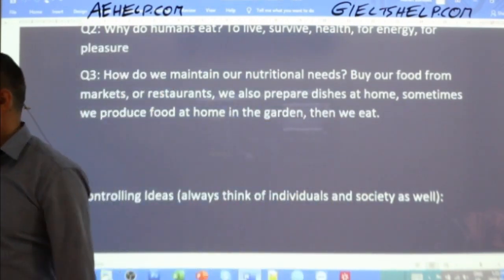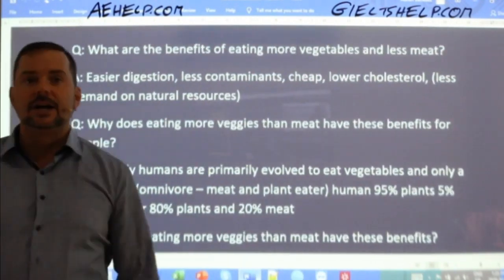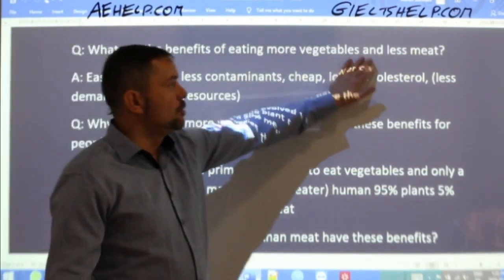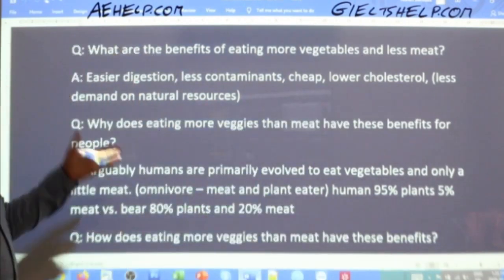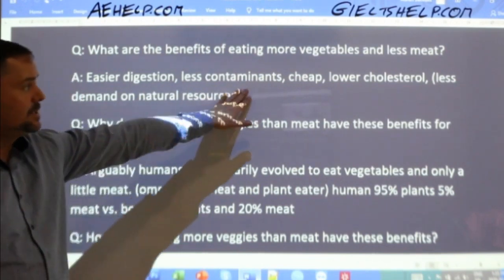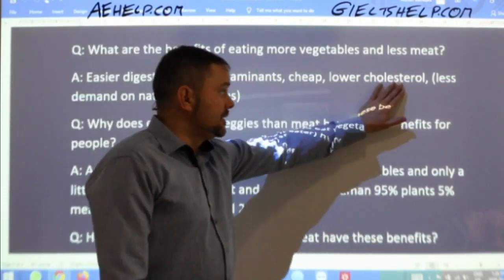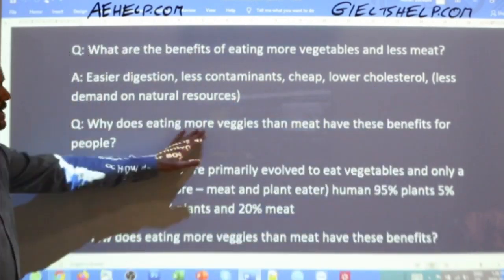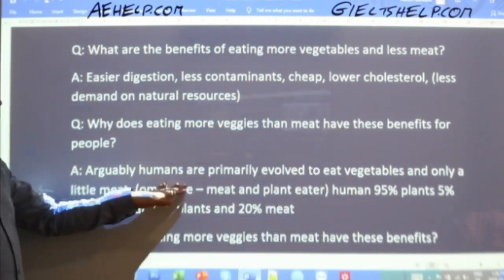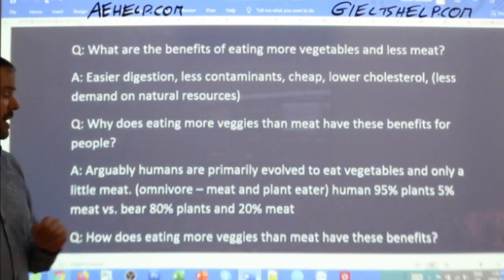Okay. All right, then we talked about the controlling ideas. So, what are the benefits of eating more vegetables and less meat? It's easier to digest. We consume less contaminants. It can be cheaper because meat can be quite expensive. It's less cholesterol. Why does eating more veggies than meat have these benefits for humans? Well, it's because arguably humans are mostly evolved to eat vegetables and only a small amount of meat.